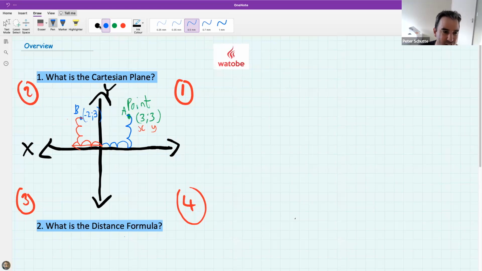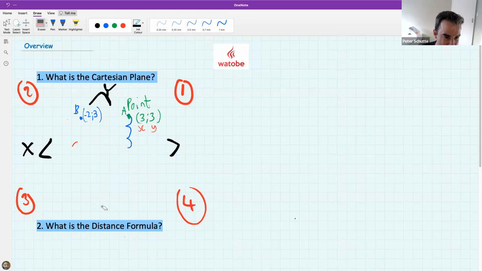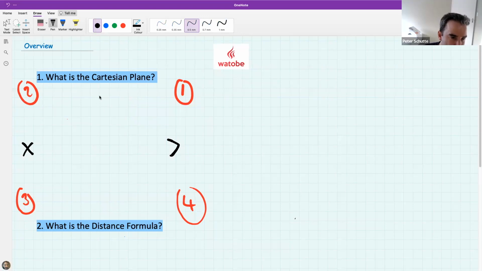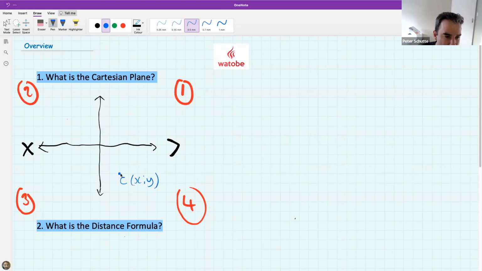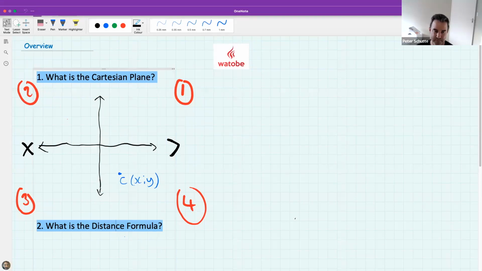Let me draw another Cartesian plane. This one's getting a bit cluttered. So let's draw another one, and I'll try and draw it on the line so we can see. Okay, so I'm going to call this point C, and I'll make the point C X, Y. Can you tell me in the chat, what is the coordinate of this point C over here? And you can raise your hand and let me know the audio if you like, or you can put it in the chat.